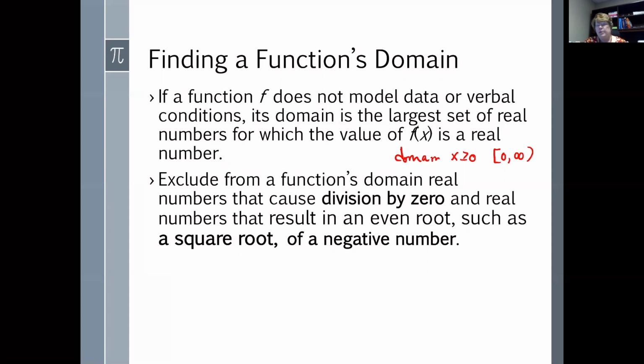Okay, so those are the two things we're going to look at when we are given a function defined by an equation. Are there real numbers that I can substitute in for my input that would cause division by 0? If there are, I must exclude them from the domain because division by 0 is undefined. I also must exclude any real numbers that, when substituted in for the input, would cause the square root or the fourth root or the sixth root, any even root of a negative.